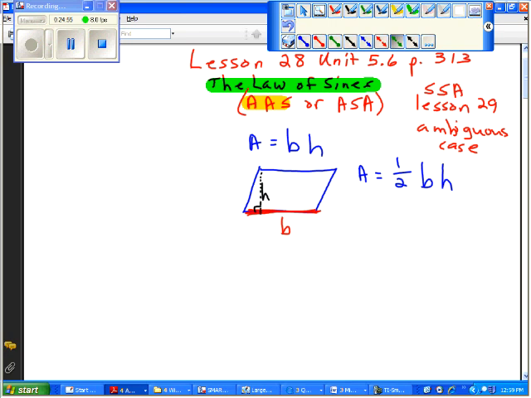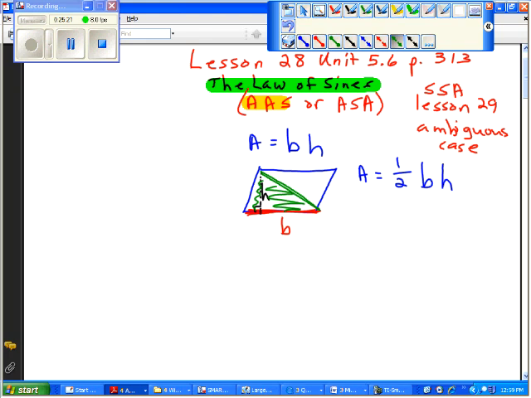Since the area of a parallelogram is base times height, if we draw a diagonal in a parallelogram, we get a triangle that's half the area of the parallelogram. Therefore, the area of that triangle is half the area of the original parallelogram, so it's 1/2 base times height.